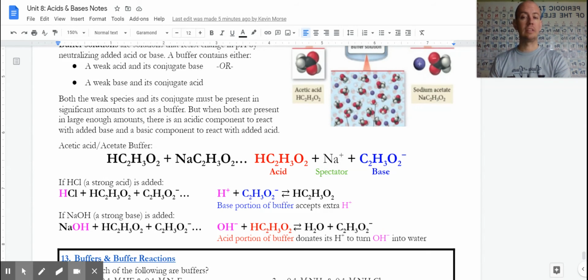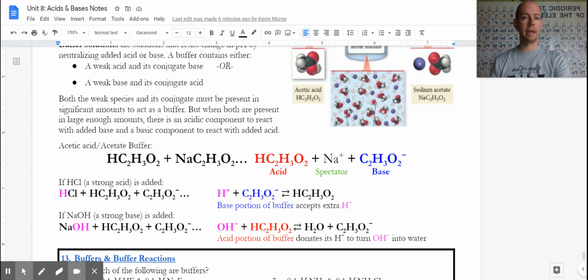If I were to put in a strong base, the NaOH would be there, but the acetic acid and acetate would also both still be in solution. The part of the buffer that would be able to neutralize it is the part that reacts with bases. So in this case, it's the acetic acid, part of it. That gives its hydrogen ion, it donates its H plus to that base. So the OH turns into water. We are no longer increasing the concentration of hydroxide ions significantly.